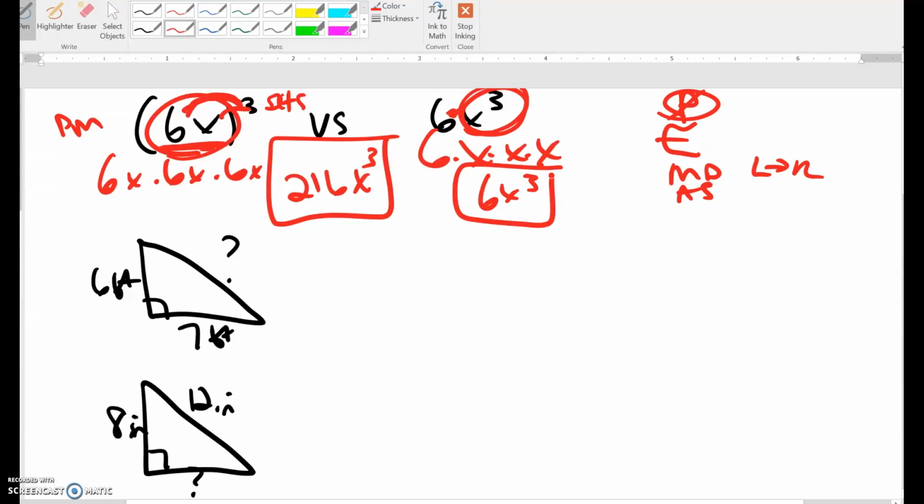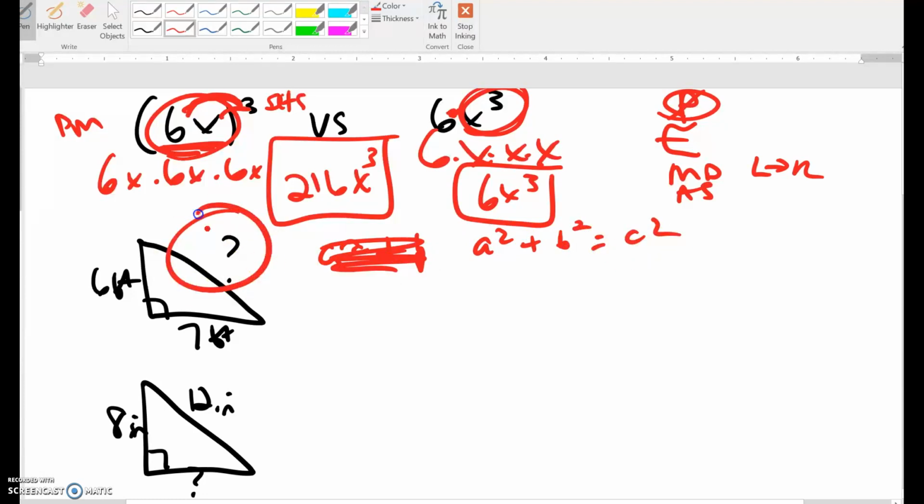All right, the next one. We have 2 legs, and we're trying to find this one. So Pythagorean theorem. So in Pythagorean theorem, this one matters. The hypotenuse is across from your 90. It's the longest side, and I don't know it. So that's my variable. I know this one.